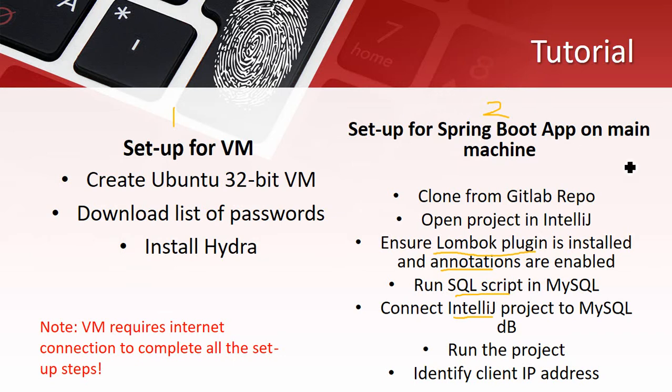We also need to set up the client side of things. So install the Git repo, open the project in IntelliJ, ensure Lombok is installed and annotations are enabled, run the SQL script, and connect IntelliJ to the database. So I'm just going to install the client part first. I'm up to here. All the other steps above are relatively straightforward. So I'll just run the project, we'll identify the client IP address, and we will work through how to simulate the attack essentially.